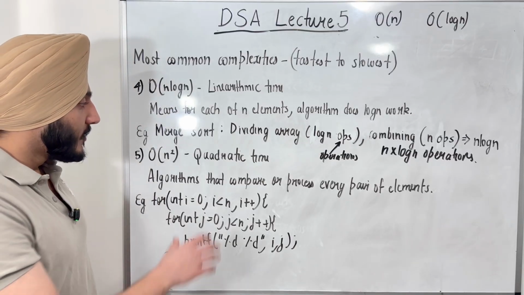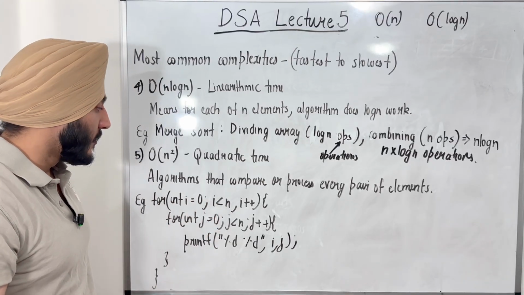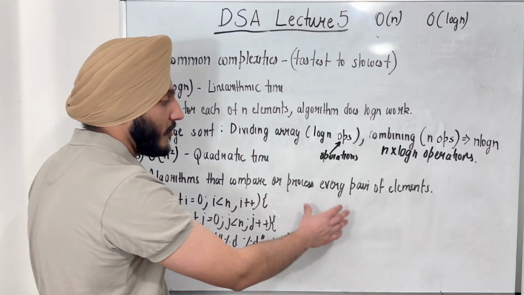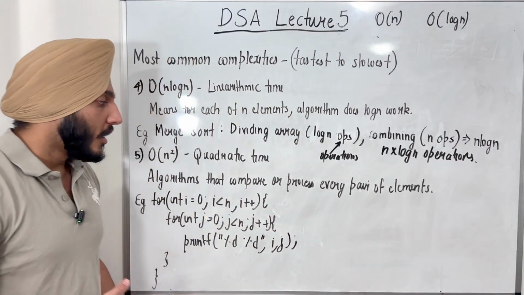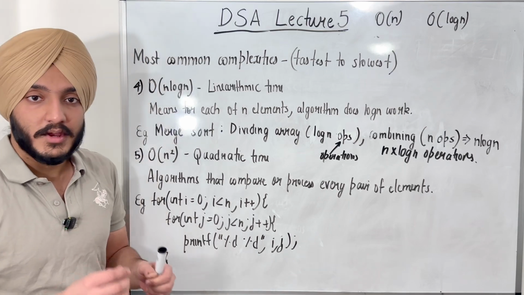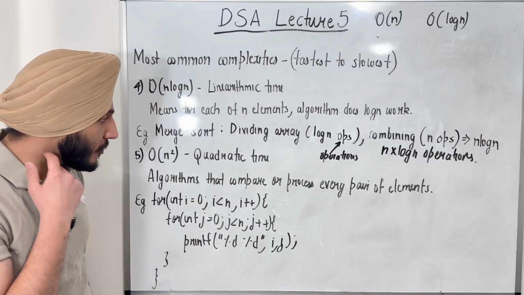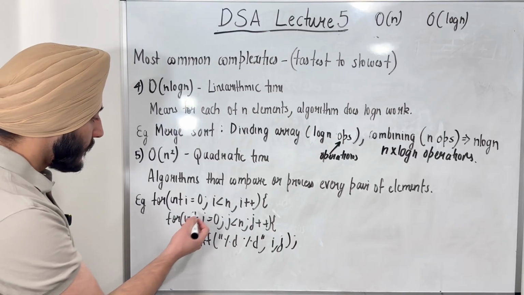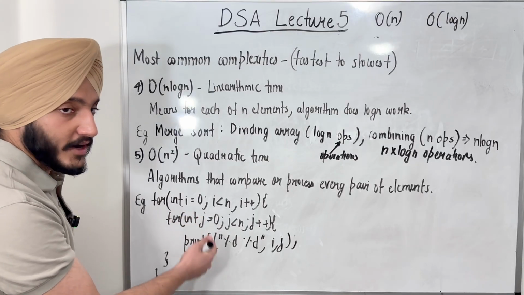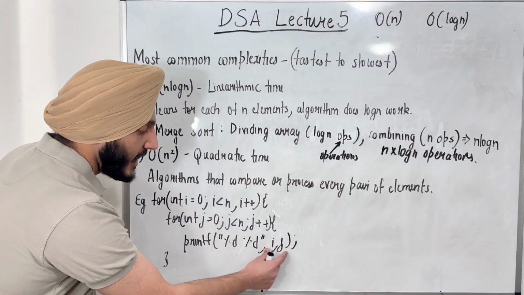Okay. Then we have the quadratic time. Once again, very easy to understand. These are algorithms that compare or process every pair of elements. A lot of algorithms look at every pair of elements, and one of the examples is this one. We are creating a for loop inside a for loop, and then we are printing the i and j values.